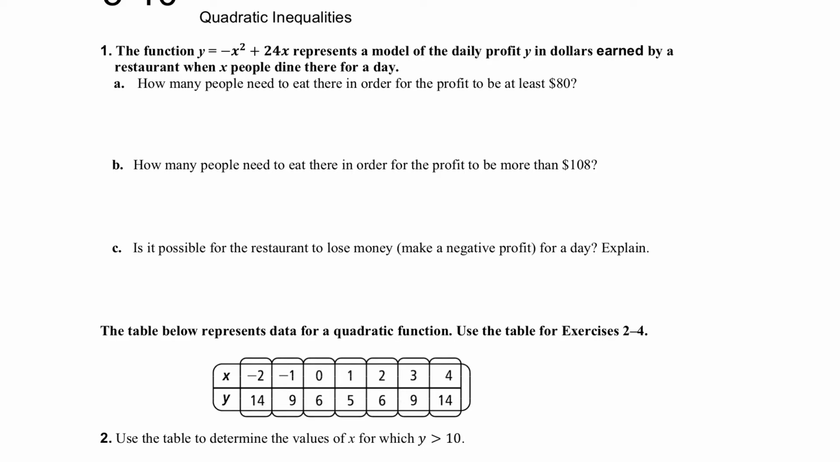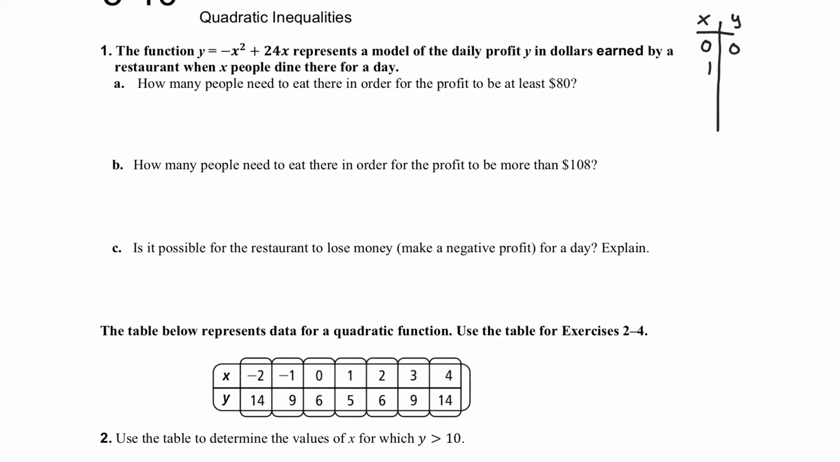So this was your homework assignment. It's quadratic inequalities. It says the function y equals negative x squared plus 24x represents a model of the daily profit y dollars earned by a restaurant when x people dine there for a day. So what I did is I went ahead and placed the equation into Desmos, and I came up with a table.